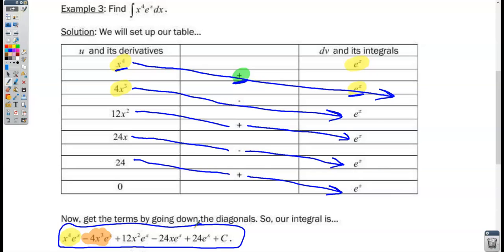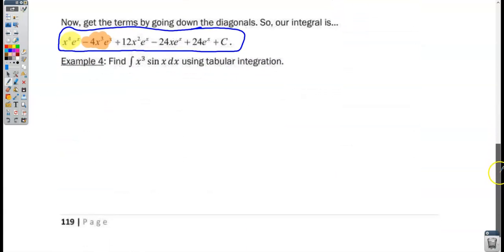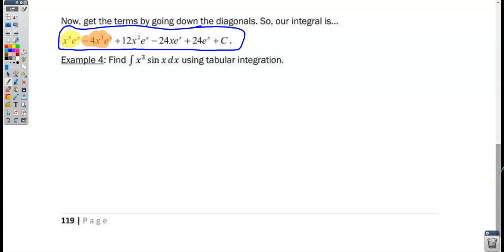So that's going to bring us to the end of this video. We're going to come back with one more video on this topic. We're going to work through a couple more examples using tabular integration, go through the entire process from the start. And then we'll be done with integration by parts.